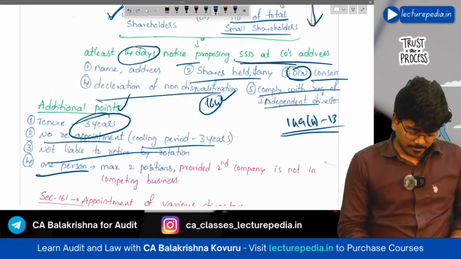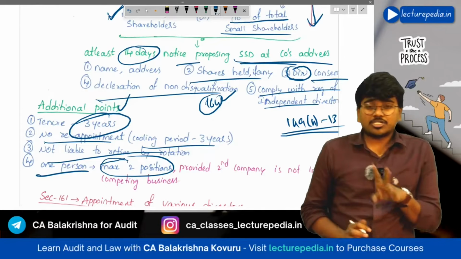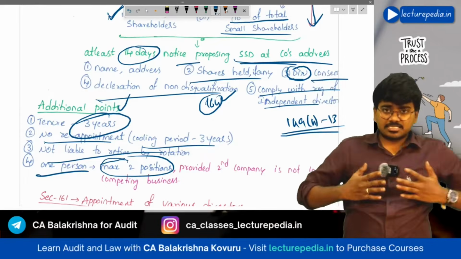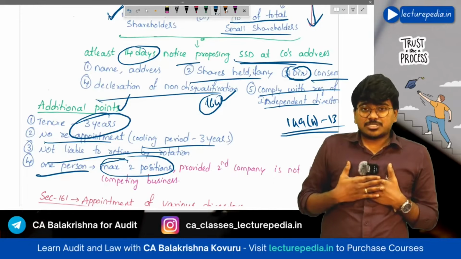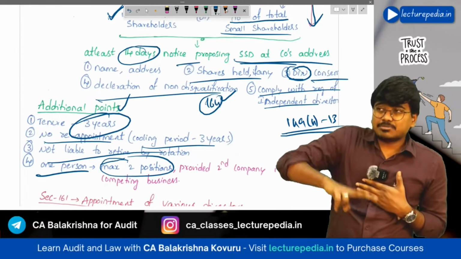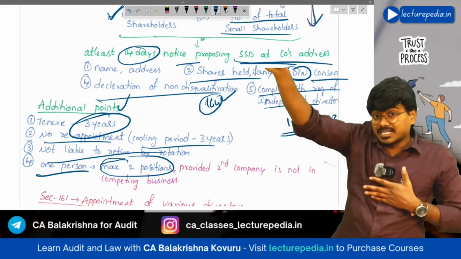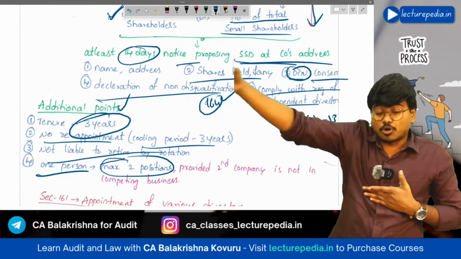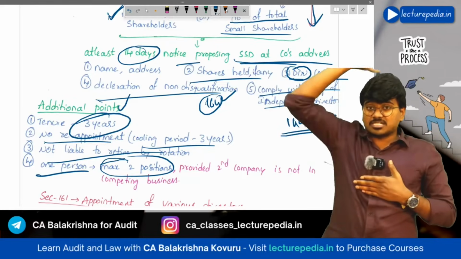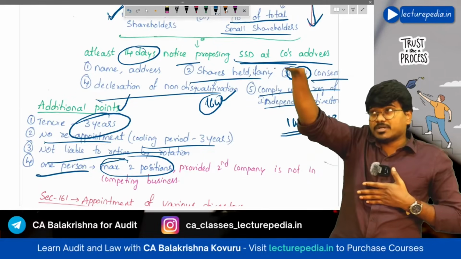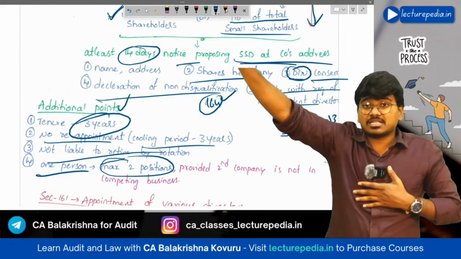Next, one person can hold a maximum of 2 small shareholder director positions. That means, let's say I am a person, I can be appointed as a small shareholder director in a maximum of 2 companies only. The second company in which I am getting appointed as a small shareholder director should not be in a competitive business of the first company. The businesses of these 2 companies must be different. Only then can I be appointed as a small shareholder director in the second company.